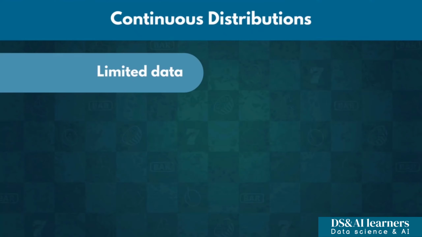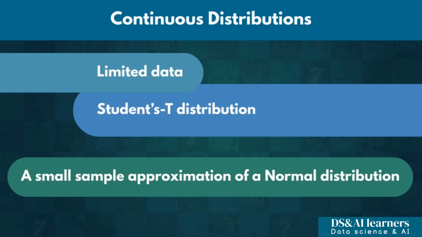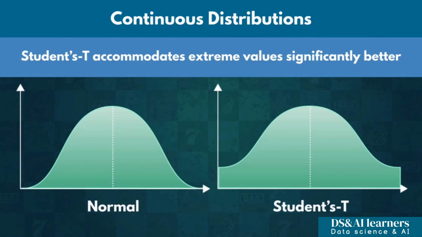Sometimes we have limited data for events that resemble a normal distribution. In those cases, we observe the student's t distribution. It serves as a small sample approximation of a normal distribution. Another difference is that the student's t accommodates extreme values significantly better. Graphically, that is represented by the curve having fatter tails. Overall, this results in a larger number of values located far away from the mean, so the curve would probably more closely resemble a student's t-distribution than a normal distribution.